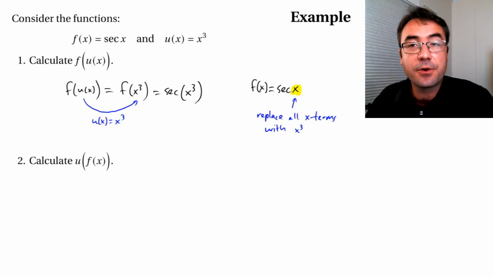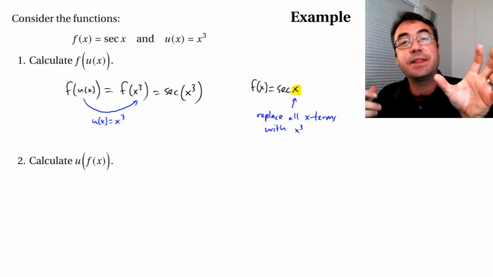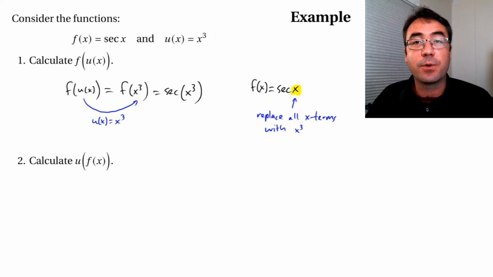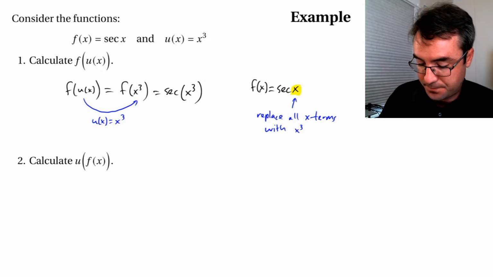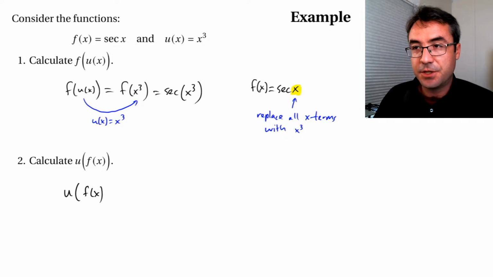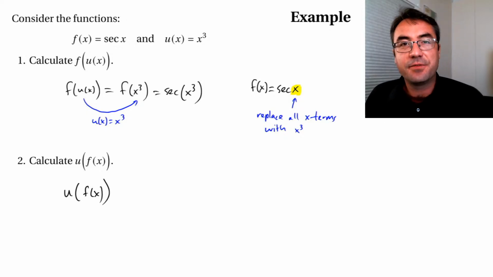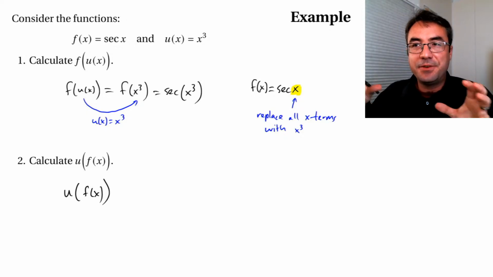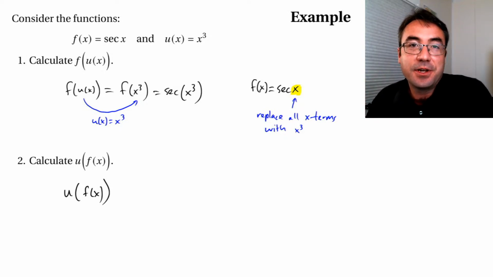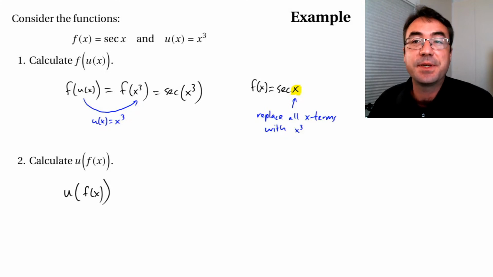All right, let's try it the other way. Let's calculate the composite function u of f of x and see how that works out. So we're reversing the order here. If you think of it like an assembly line, and you start moving around the different processes of the assembly line, you would expect a different result. And that's what we're going to see, we're going to get something different here.